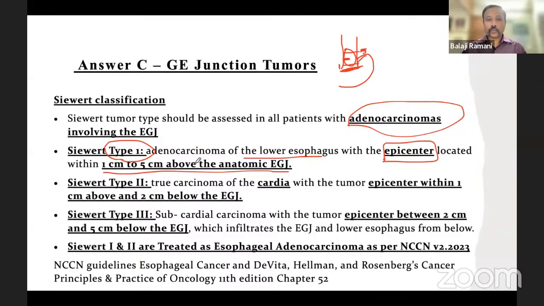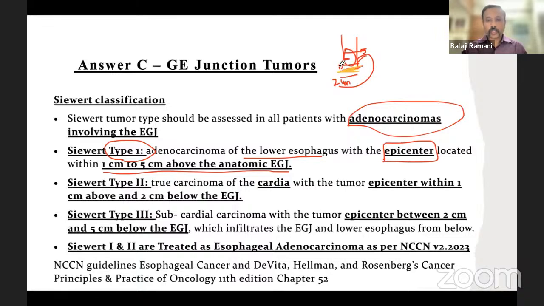On the other hand, if it is between 1 centimeter above and 2 centimeters below the anatomical OG junction, let me try and color it a little bit differently. So let's assume this yellow line is the OG junction.